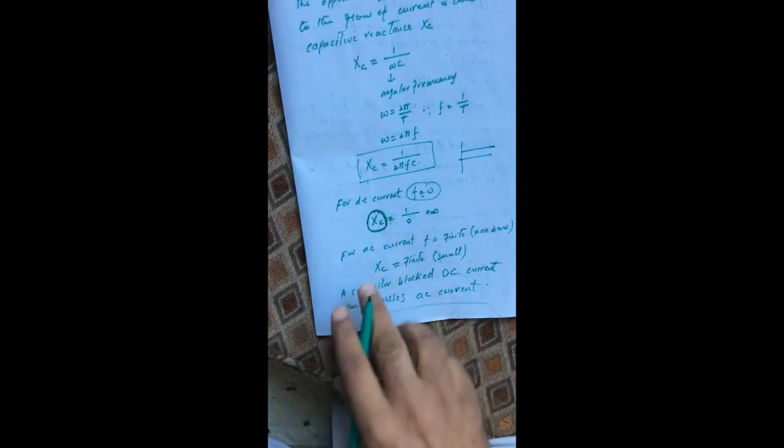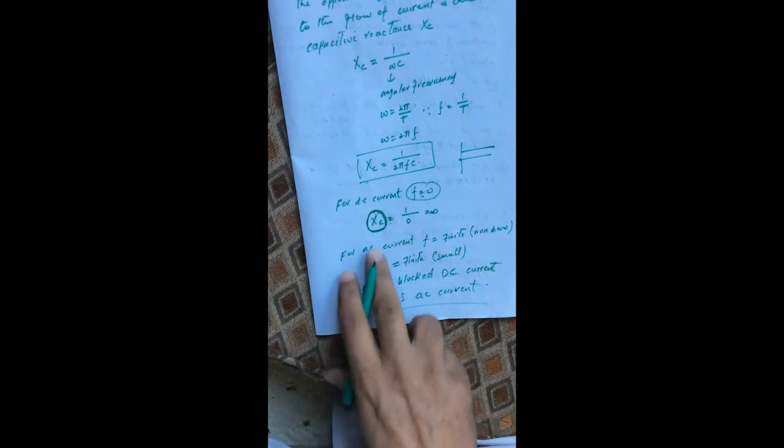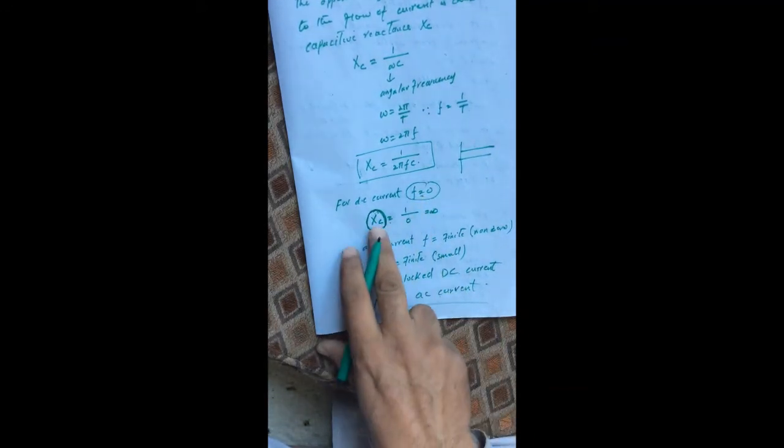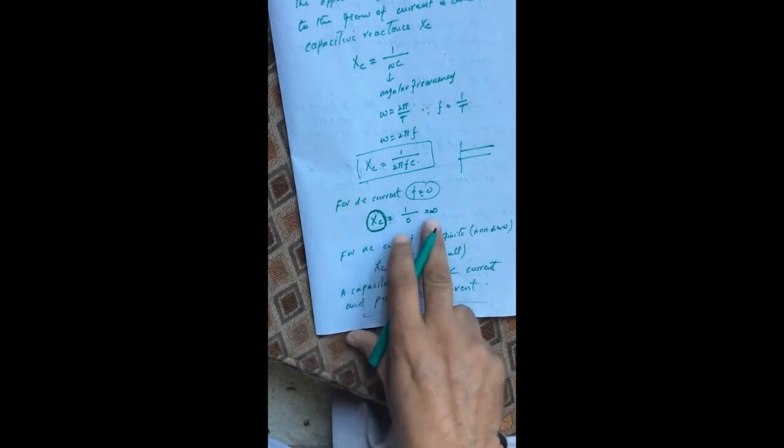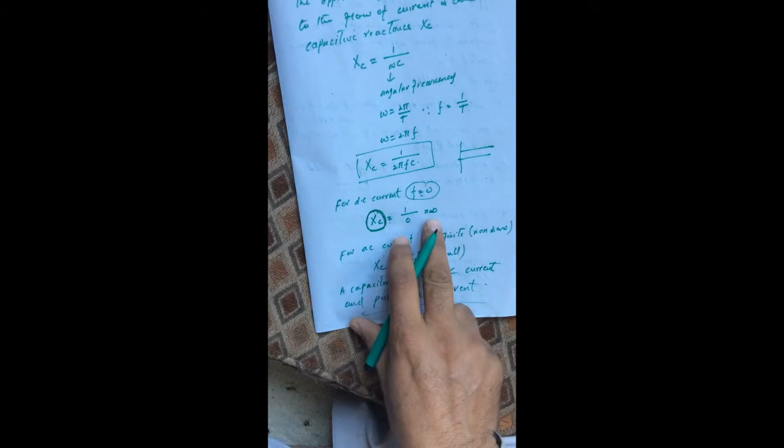This is all about the capacitor. Keep it in your mind, because I will not repeat this again and again: a capacitor blocks DC current and allows AC current. Why does it block DC current? Because the capacitive reactance is infinite, because the resistance offered by the capacitor to the flow of DC current is infinite.